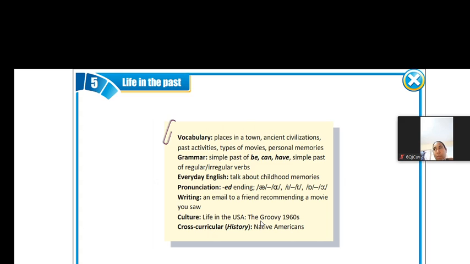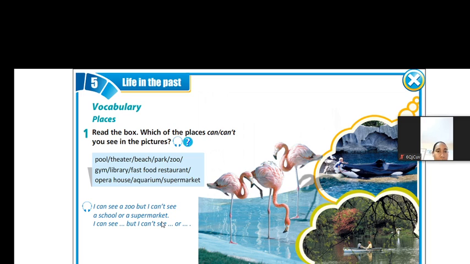Now, we have here the first part, and it has this information. It says pool, theater, beach, park, zoo, gym, library, fast food restaurant, opera house, aquarium, and supermarket. I can see a zoo, but I can't see a school or a supermarket. So it asks to check the places that you can see in the picture. And here we have some nice places: a river, a well, and people on the ocean. And on the other side, we have a couple of things.